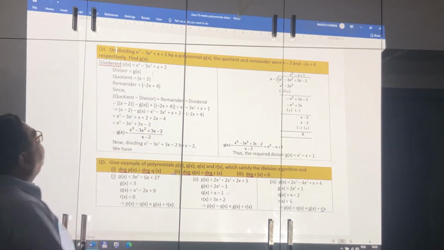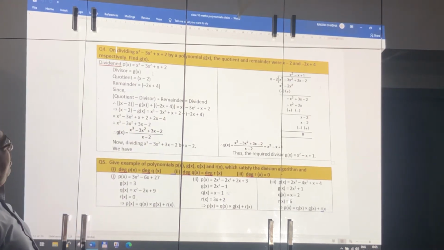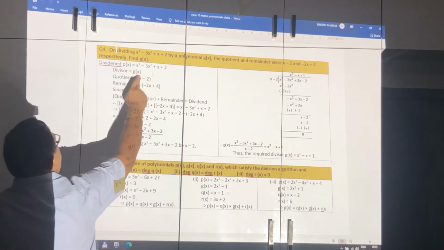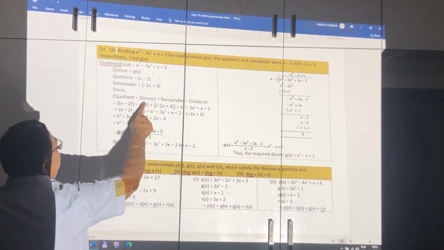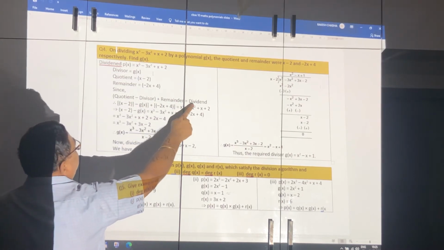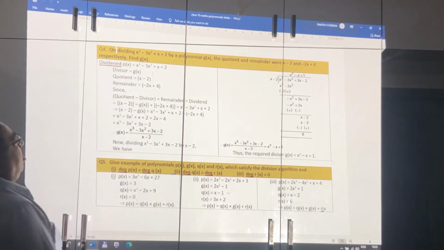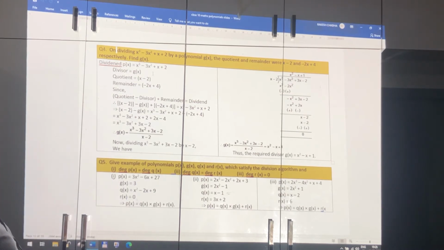Let's have a look here also. When I divide this px by gx, the quotient and remainder are given to me. Find the gx. They didn't give me the gx. No problem. Px is there, gx I don't know. Quotient is there, remainder is there. Quotient times divisor plus remainder is supposed to be your dividend. So this is how we do it.